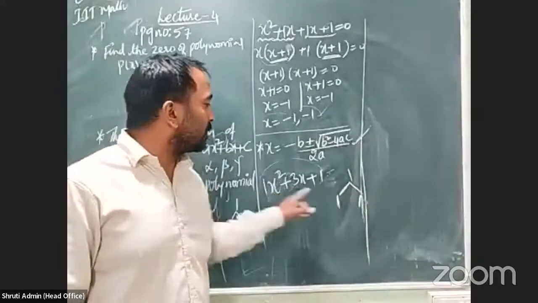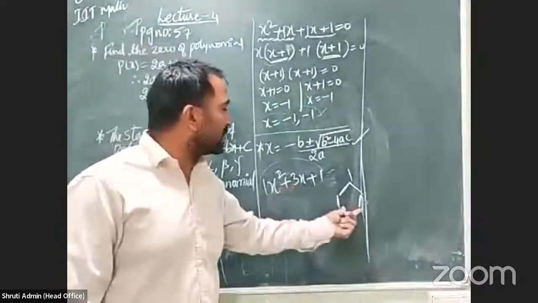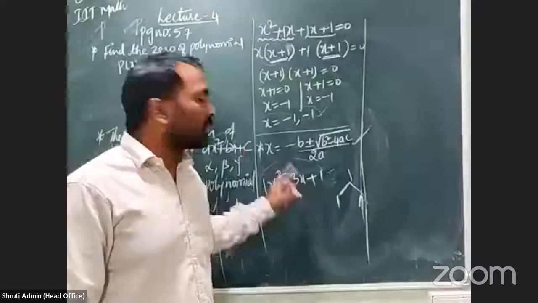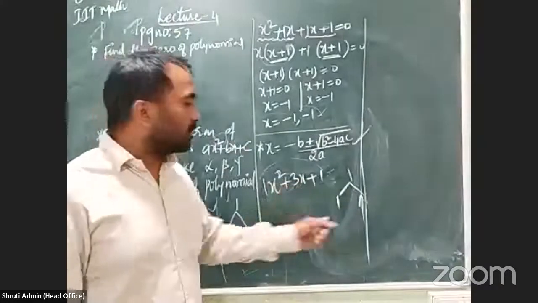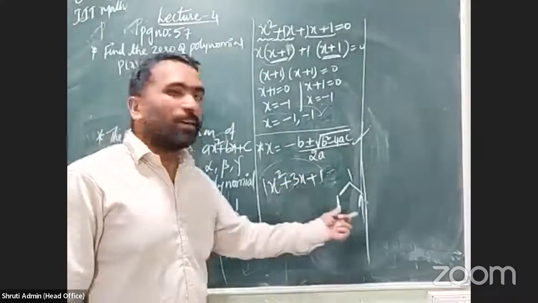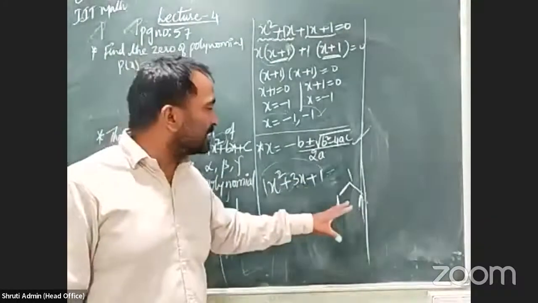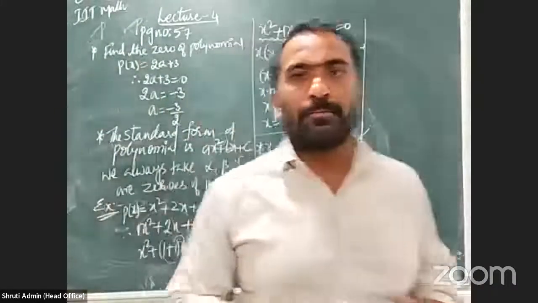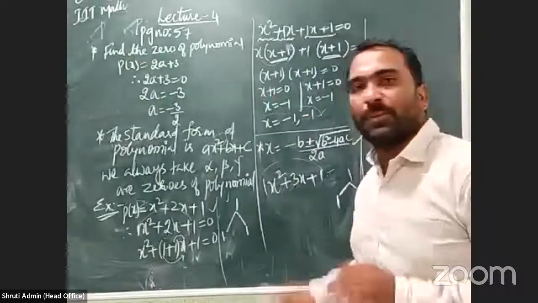1 plus 1 cannot become 3, and 1 minus 1 also cannot become 3. That means the factorization method is not possible to solve the problem. Are you getting my point? Factorization method is not possible.